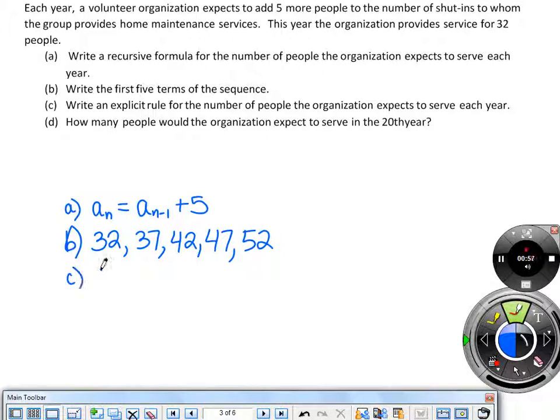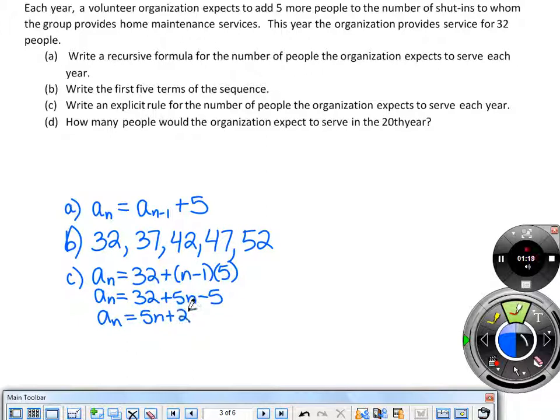To write an explicit rule for this sequence, remember, we want our first term plus n minus 1 times our common difference, which in this case was 5. You can leave your rule like this, or you can simplify it by distributing the 5. And so then we'll have our explicit rule.